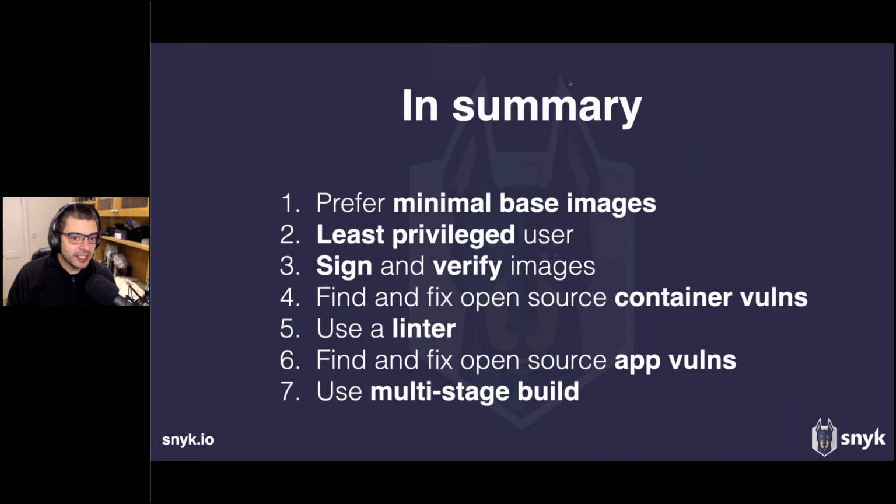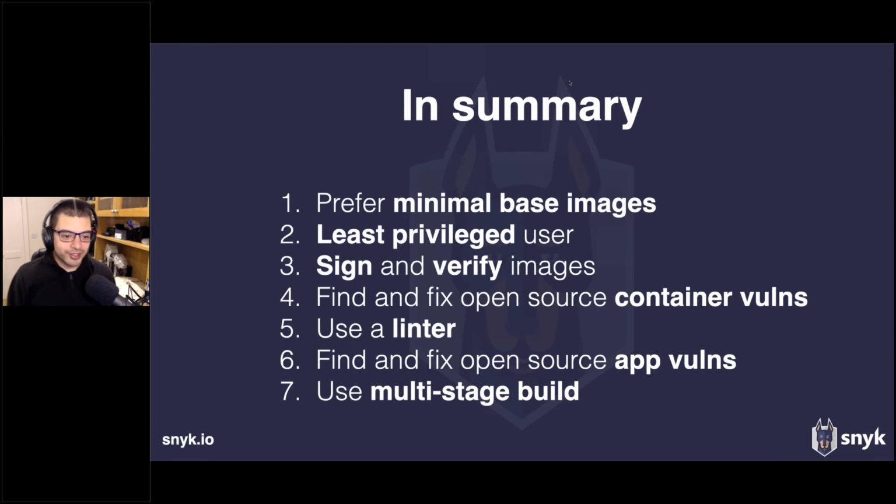Okay, so in summary, prefer minimal base images. I showed you how you can look at that with Snyk as well. Secondly, make sure that you're running things as the least privileged user. So in your Dockerfile, for example, make sure you first of all use the user directive, and secondly, make sure that the user that you point to has reduced privileges, so you're not providing them with access to things they shouldn't have access to. Make sure you're using signed images, and make sure you verify that when you do pull images down, you check that they're signed.